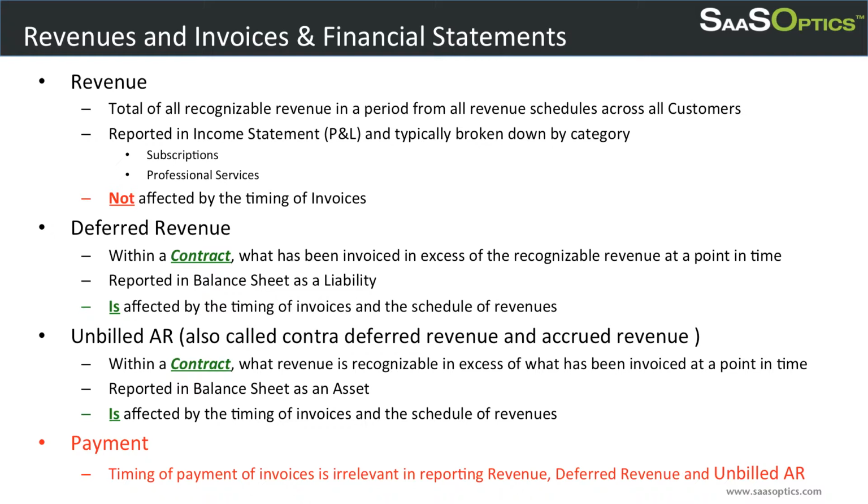Now, the last point I've made before, and I'll make it again, payment. The timing of the payment of invoices is irrelevant in reporting revenue, deferred revenue, and unbilled AR. You can go get a degree in accounting and learn about the topics, and somebody could come up with many examples where this statement is false. But again, we're doing a simple overview of the finances of a subscription business, and generally speaking, the timing of payment of invoices is going to be irrelevant in 99% of B2B subscription businesses out there.